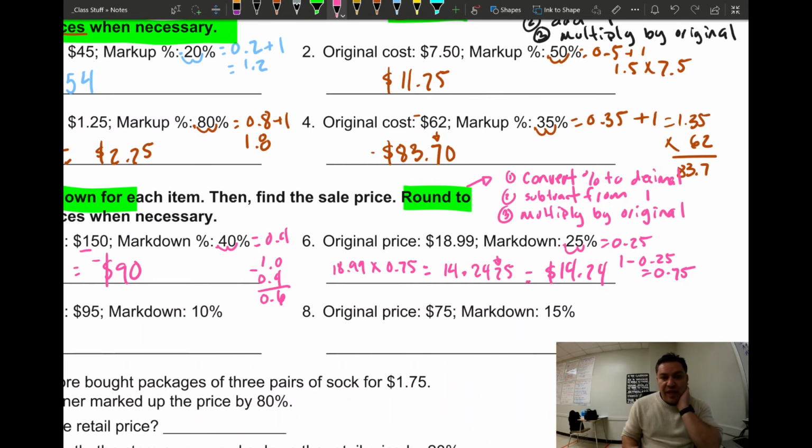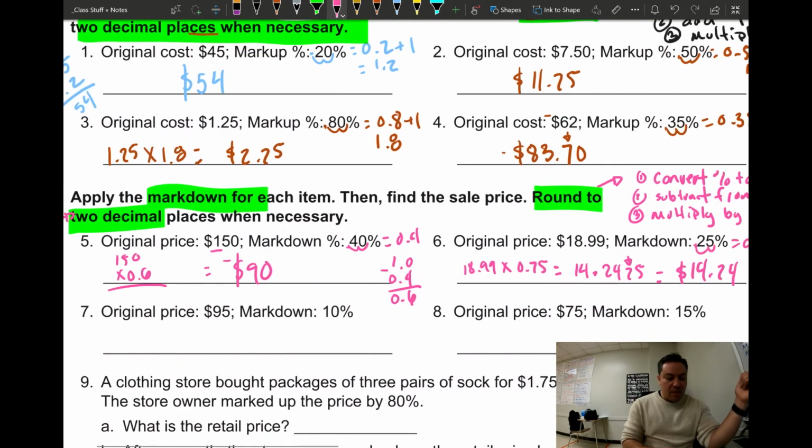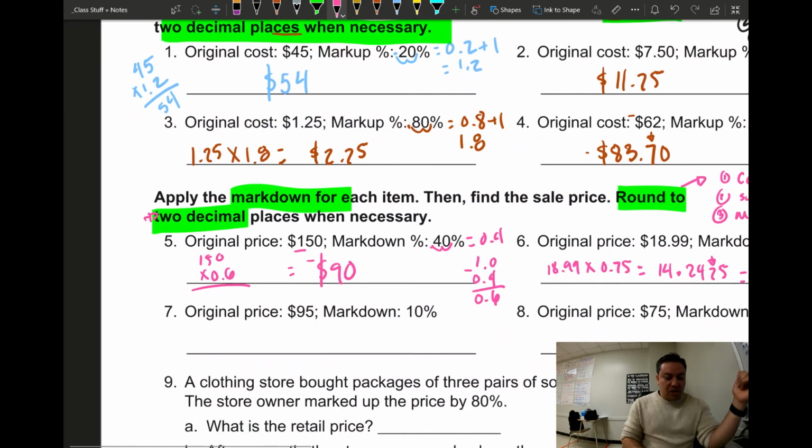Did the price go down? It did, and that's what I'm looking for. If they ask you by how much did it go down, or what was the markdown, you will have to subtract $18.99 minus 14.24. Two more. Original 95, markdown 10%.